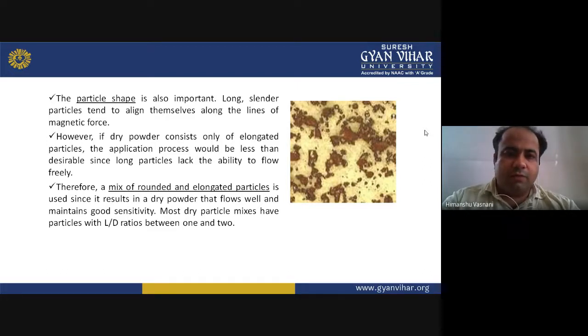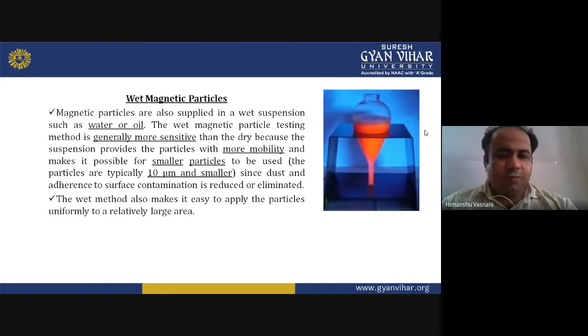So let's go further. Now we go with the wet magnetic particles. Magnetic particles are also supplied in wet suspension such as water or oil. The wet magnetic particle testing method is generally more sensitive than dry because the suspension provides the particles with more mobility and makes it possible for smaller particles to be used. The particles are typically 10 micrometers and smaller, since dust and adherence to surface contamination is reduced or eliminated. So wet particles have their own properties.